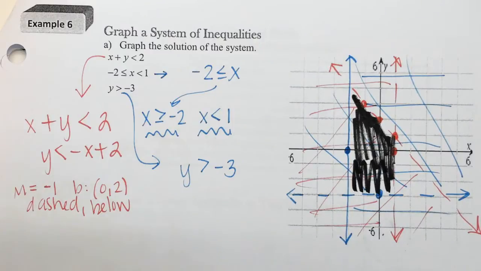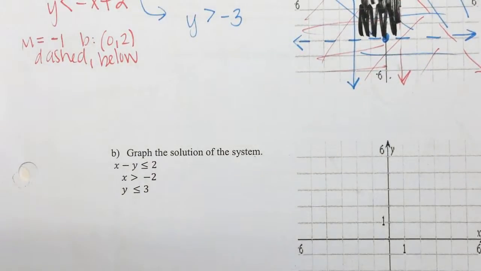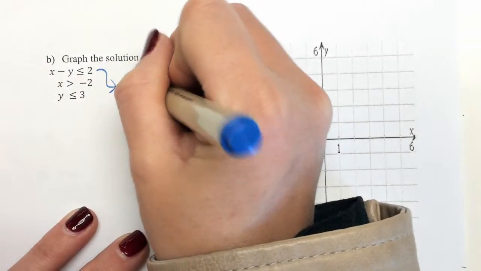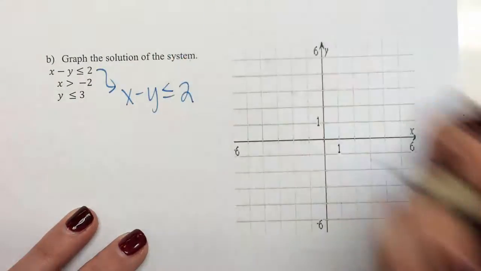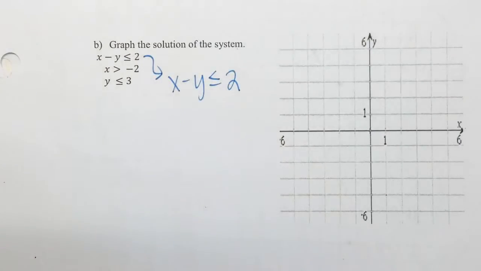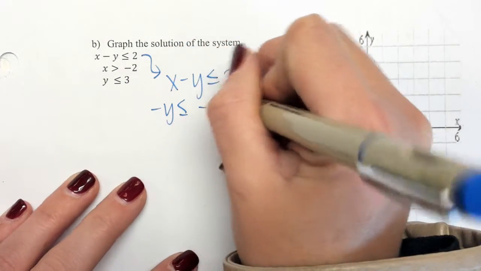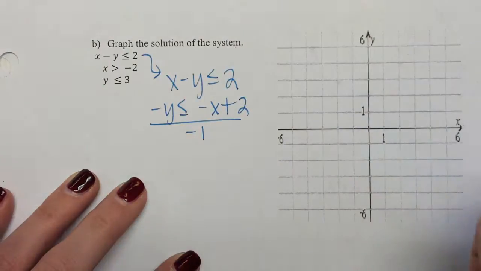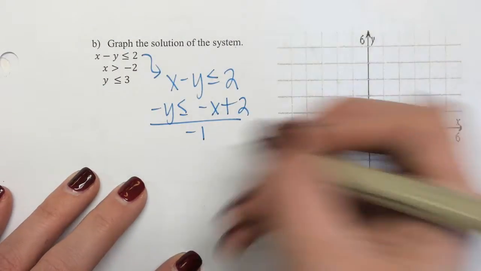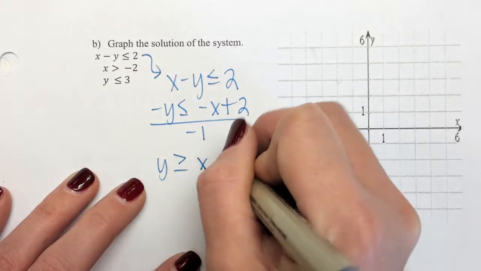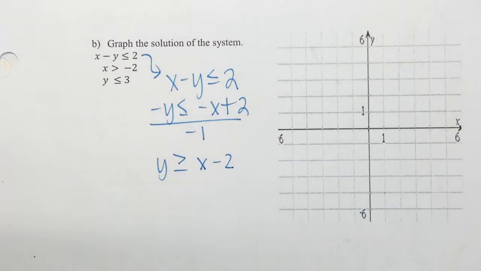Okie dokie. I'm going to go over this one. The x minus y less than or equal to 2 is the only one we needed to change. How do we change it? What do we need to do first? Yes, divide by negative 1. And that does what? Flips the sign. And you get x minus 2. Most of y'all had that part.